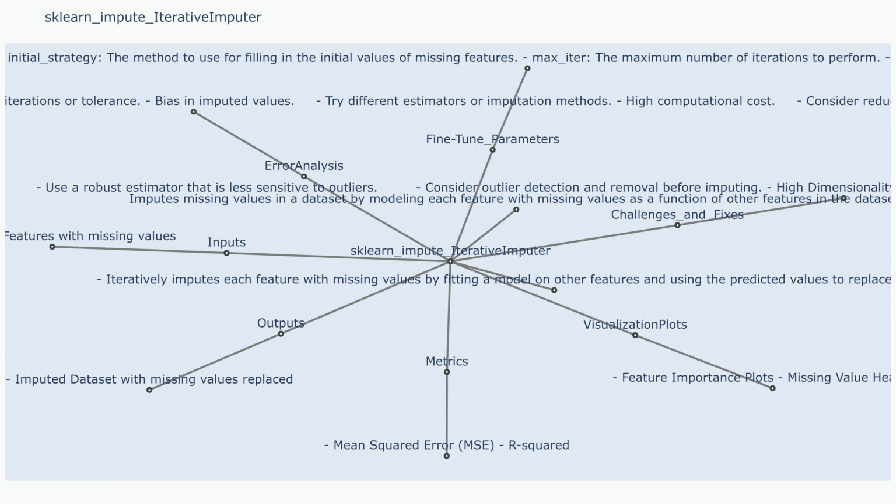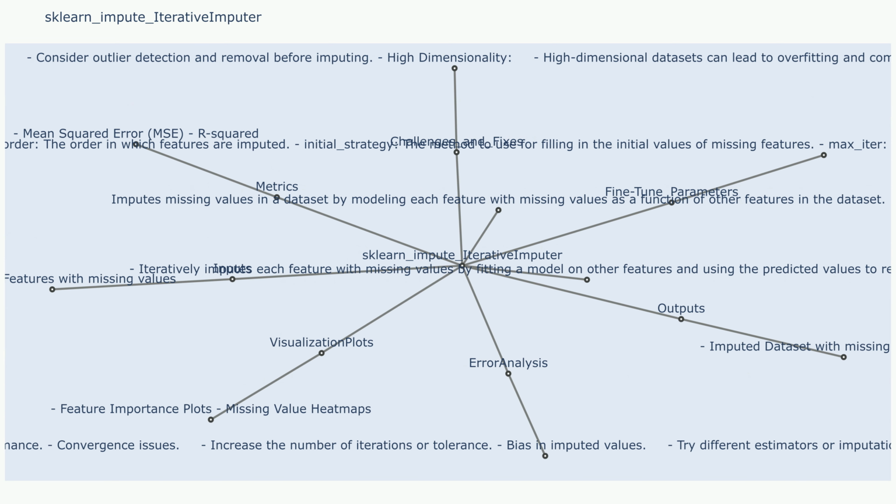This approach is particularly beneficial when dealing with complex relationships between features, where simple methods like mean or median imputation might not be sufficient. Inputs. X, the input dataset with missing values. This should be a 2D array-like structure.